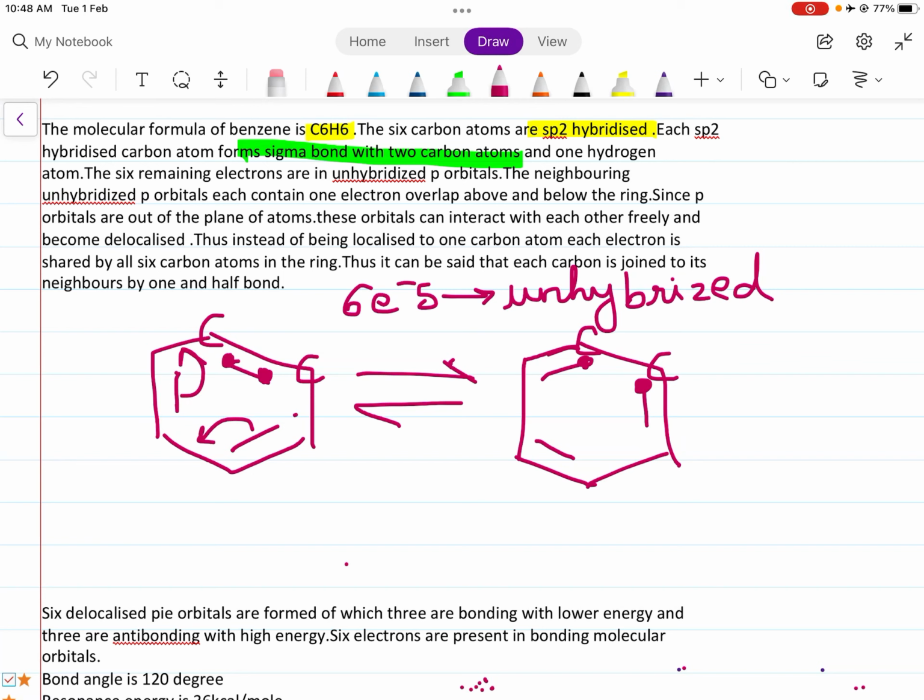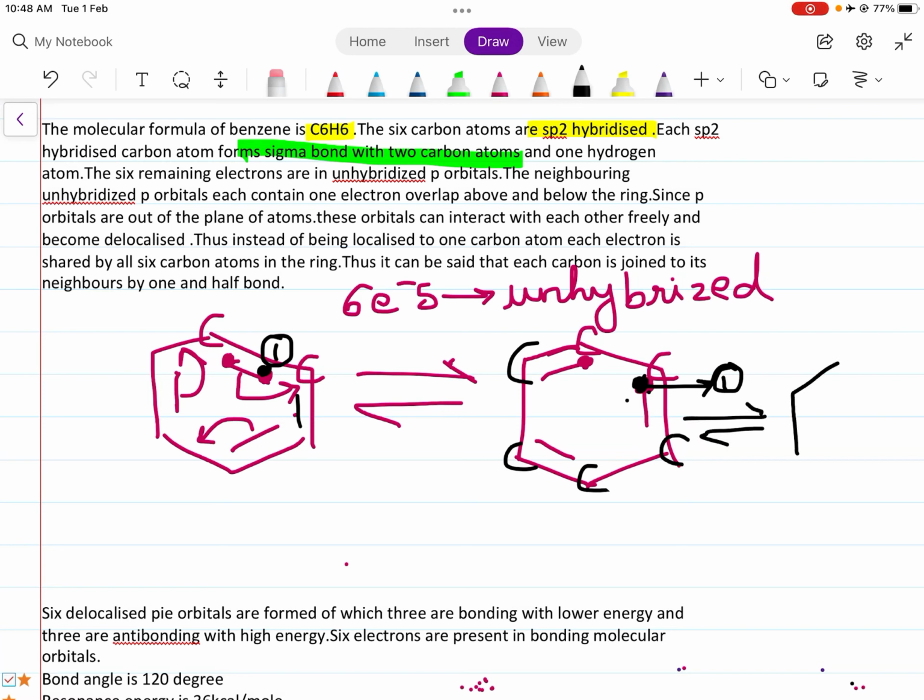Because the electrons are going on shifting, it is said that each electron will go with a particular carbon atom. So suppose this is electron number 1. This electron has now come over here. So now this has become electron number 1. So this electron number 1 will rotate throughout the cycle and it will be shared by each carbon atom.